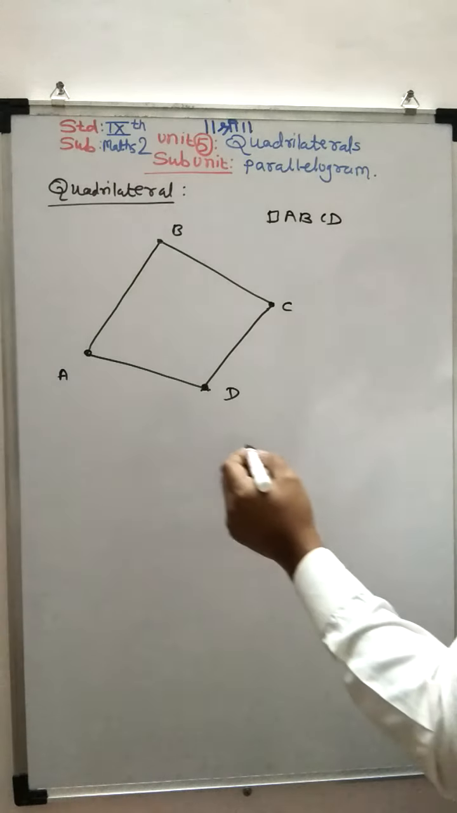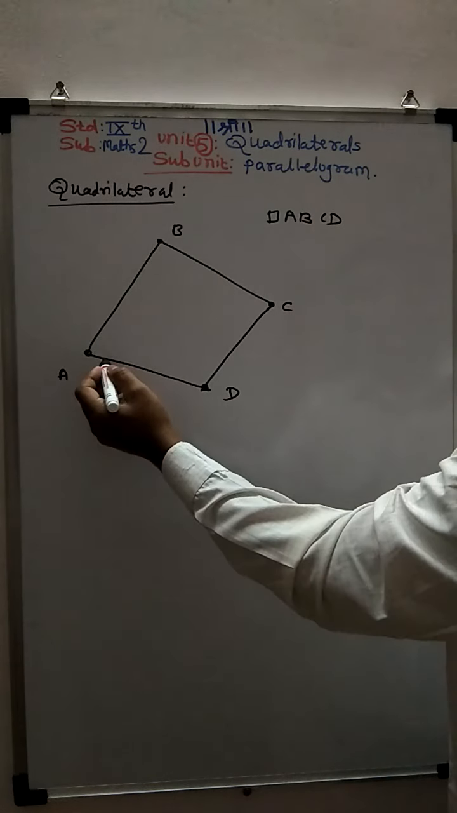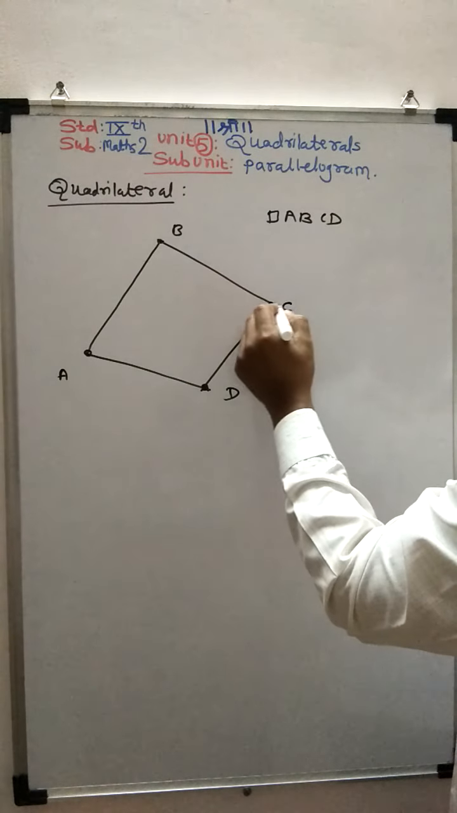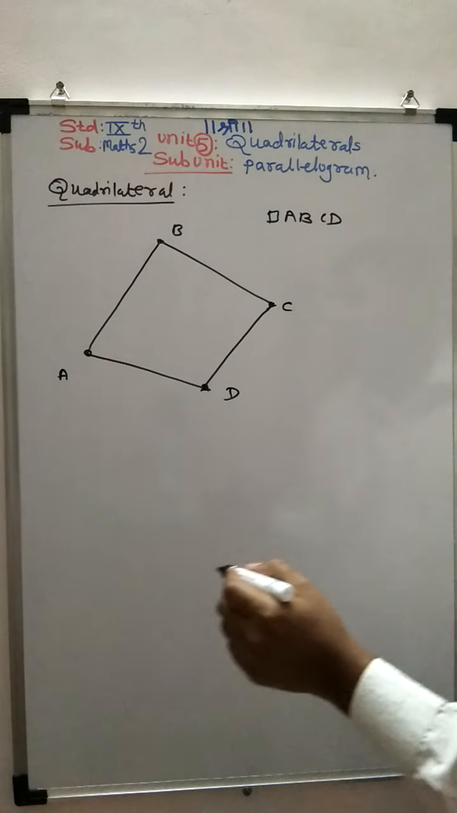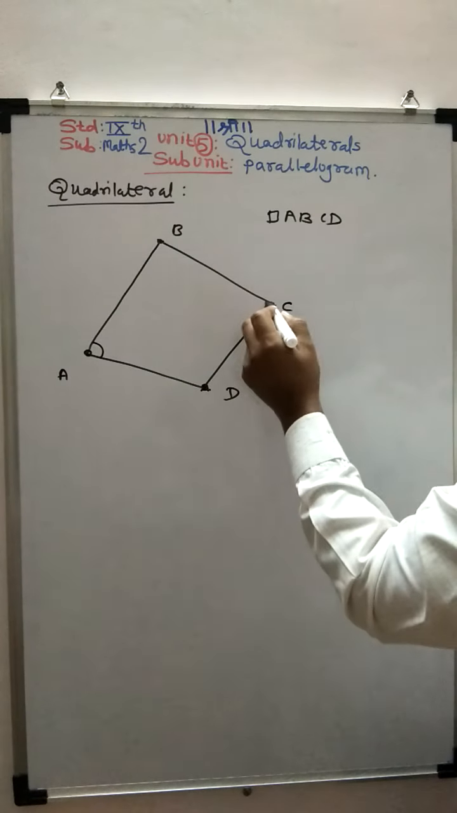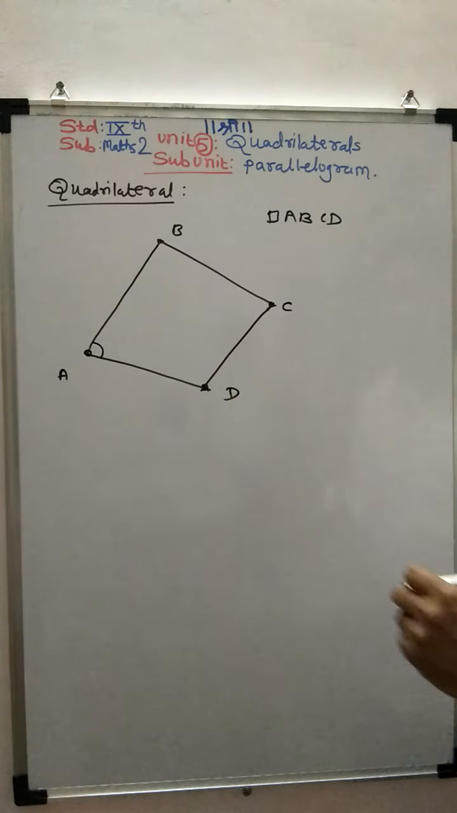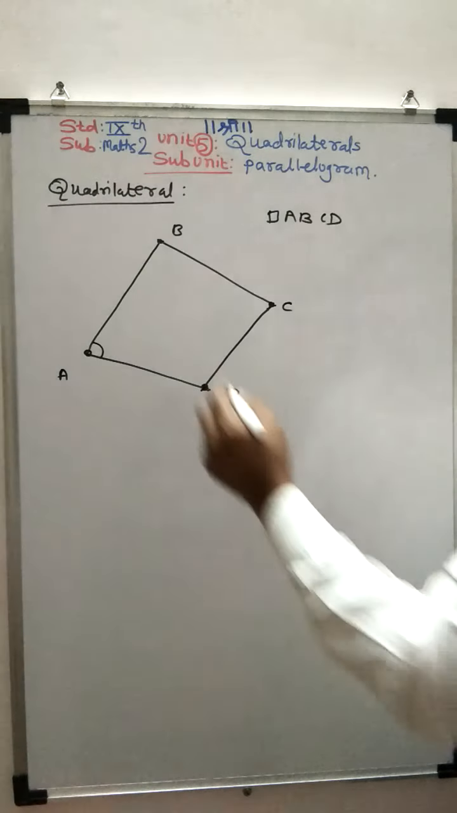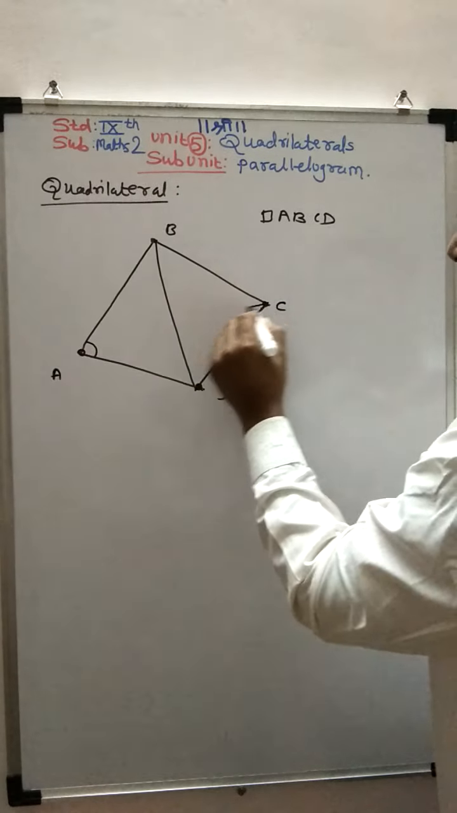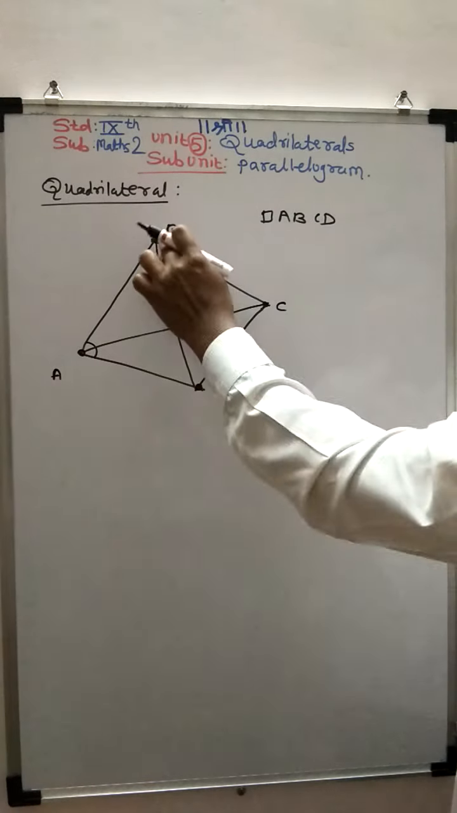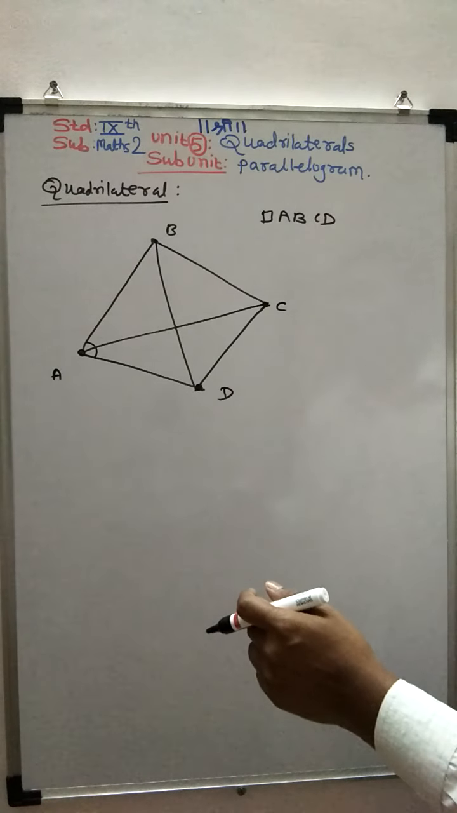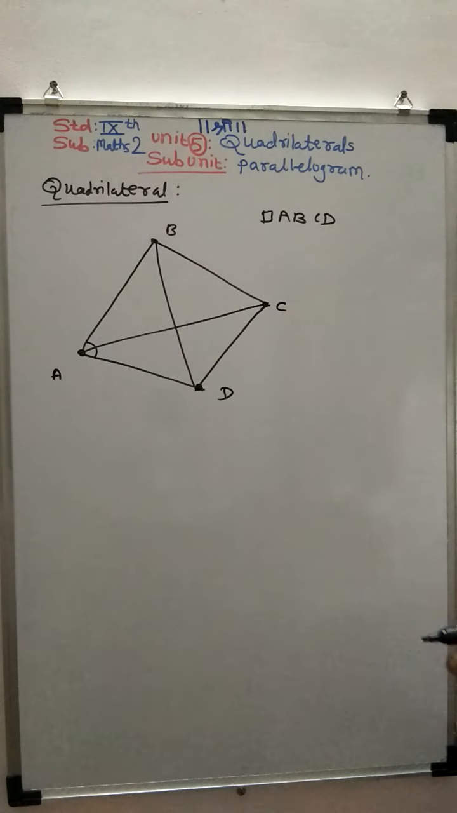Now see here. Every quadrilateral has 4 sides: side AB, side BC, side CD and side AD. And 4 angles, that is angle A, angle B, angle C and angle D. And 2 diagonals, diagonal AC and diagonal BD. That means 4 sides, 4 angles and 2 diagonals. There are a total of 10 elements of any quadrilateral.